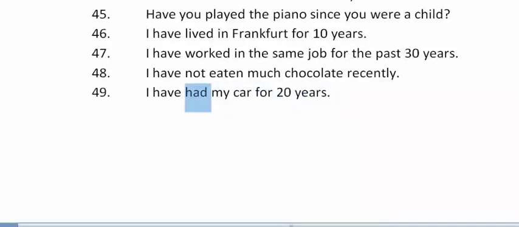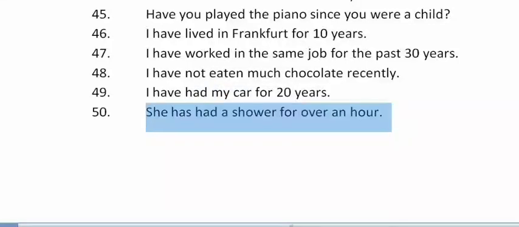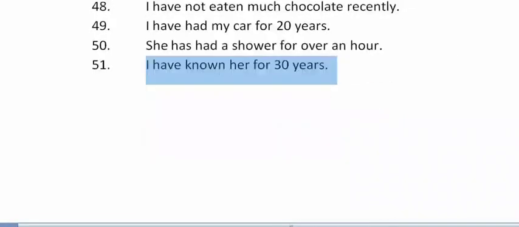But this is a correct sentence, and this is a sentence in present perfect tense because the word had is used as a past participle, and before that you have. So subject plus have or has plus V3. Another example, she has had a shower for over an hour, which means for an hour she is inside the bathroom having a shower. She's still inside. I have known her for 30 years.